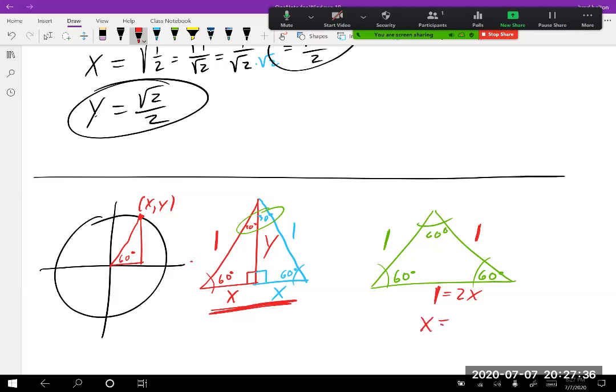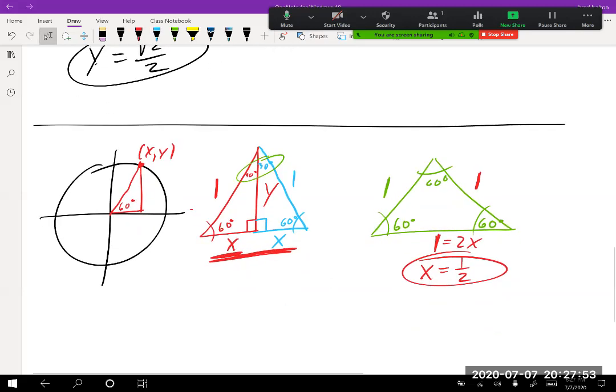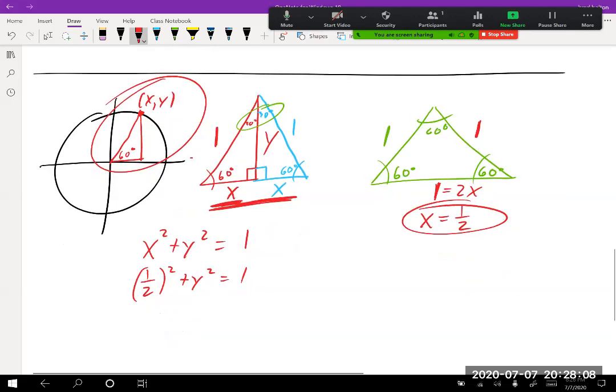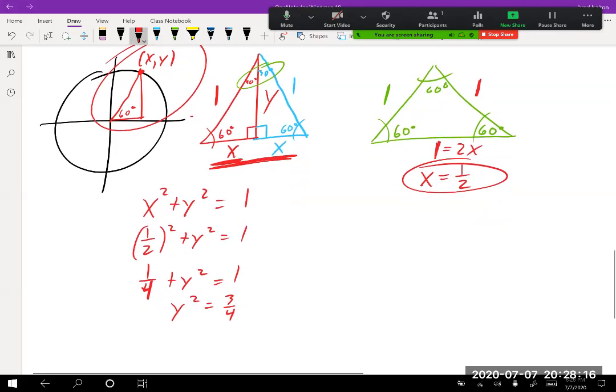So then we know that x is equal to 1/2, right? See how that kind of happened out of nowhere. But we built an equilateral triangle to help us find this side length. So this side length right here is 1/2. Now here's the thing, if that side length is 1/2, then I know that x squared plus y squared is equal to 1, because this is a unit circle, right? So now I'm back here again. So now we have 1/2 squared plus y squared equals 1. So this will be 1/4 plus y squared equals 1. So then y squared is equal to what, 3/4 when I subtract 1/4.